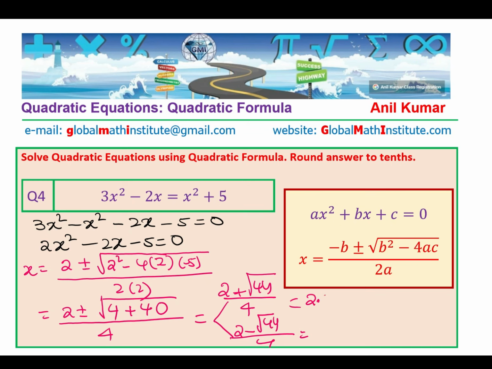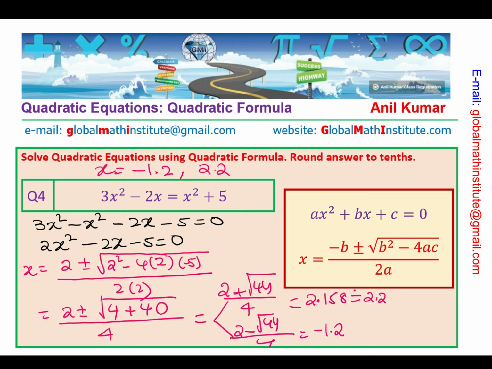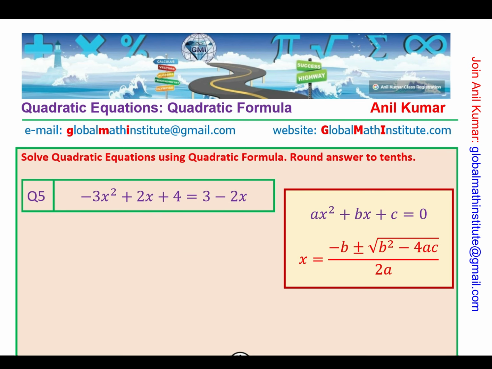2.158 will be written as 2.2, right? The next one is 2 minus square root of 44. Now we're going to divide this by 4. So that gives you minus 1.158. Minus 1.158 will be written as minus 1.2. So it has two solutions, x equals minus 1.2 and 2.2, rounding to tenths. Makes sense, right? So the last question is question number 5 for you.